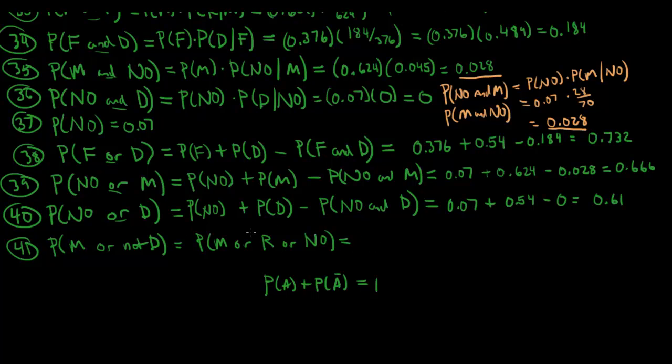Okay, so here I can say, and again, this is one hard one you have to think about, that this probability that I'm looking for is 1 minus the probability of what I'm not looking for. So the probability I'm not looking for is the probability of female and Democrat, which we've already done. Female and Democrat is 0.184. Okay, so 1 minus 0.184 is 0.816. And there we go.